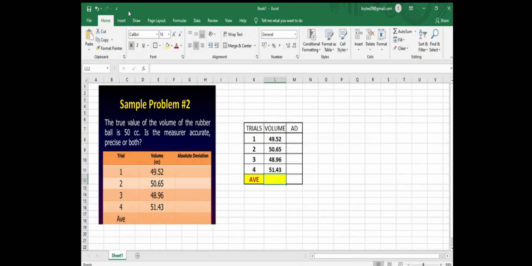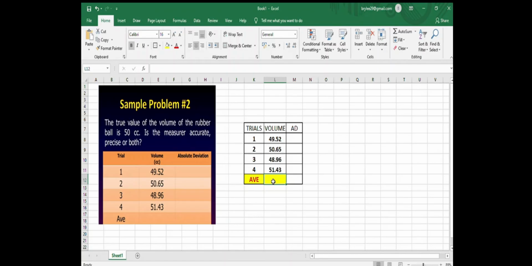Let's solve sample number 2 using Microsoft Excel. So for sample number 2, let's read first the problem. The true value for the volume of the rubber ball is 50 cc. Is the measure accurate, precise, or both? Here, I will be showing you how to solve for the average and the absolute deviation. I have written here the trials that we have, 1, 2, 3, 4. So we have 4 trials and the value of the volume for each trial.